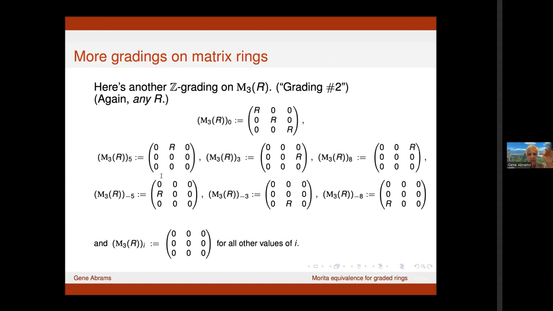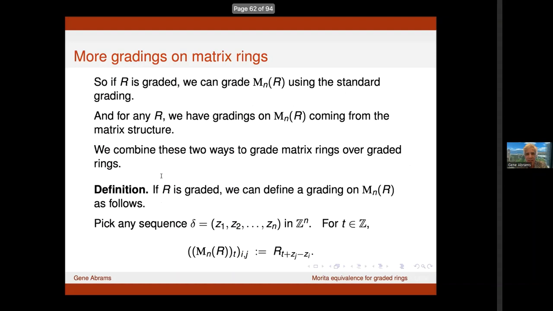Take any not necessarily graded ring. Here's the zero component, here's the five component, here's the three component, et cetera. You can show that things multiply together correctly and it gives you a grading on the ring. I mean, this isn't random. If you take a graded ring, then you can grade the n by n matrix ring in the standard grading. But it's also the case, if you take any ring, graded or not, that there are these gradings on the matrix rings that somehow come from the multiplication of the matrices.